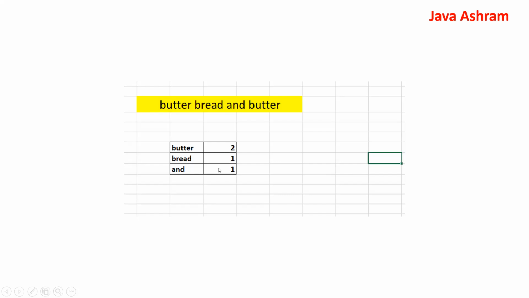So how will you write the program? Let's first go through the algorithm or pseudocode. This is the one string: butter, bread, and butter. First, you will have to split this string into words and put them into a string array: 1, 2, 3, 4. So the string array size will be 4. Index 0 will store butter, 1 is bread, and so on.